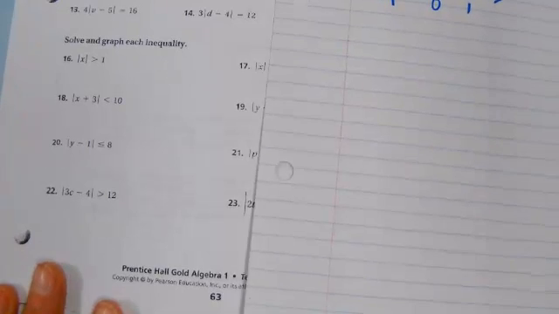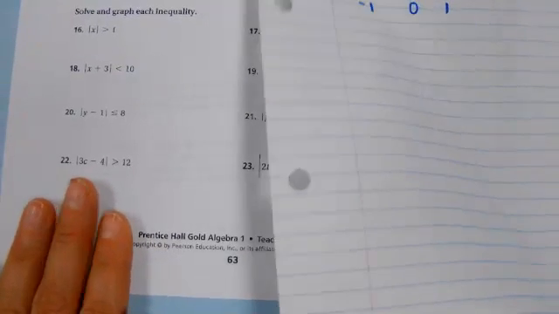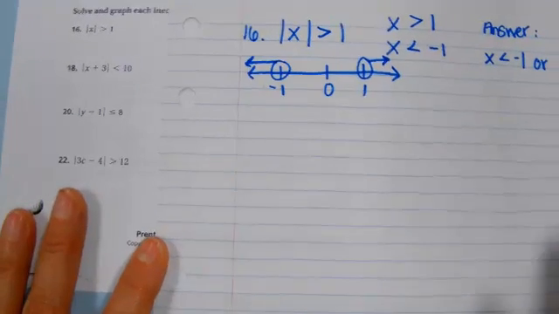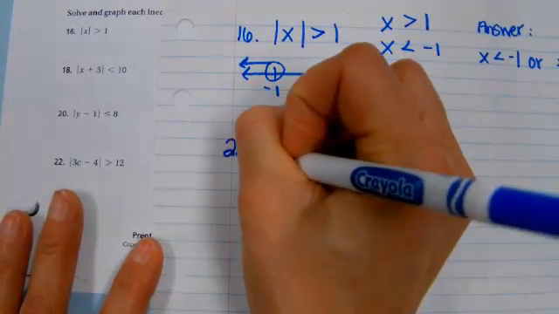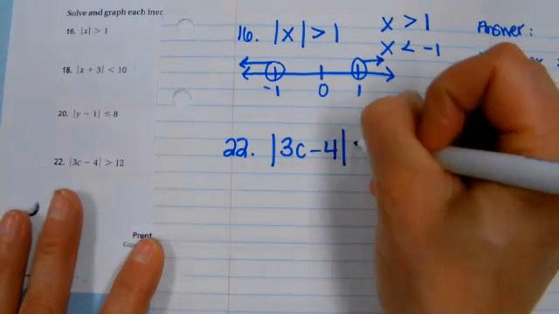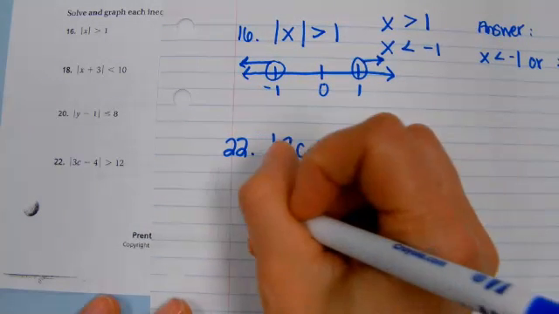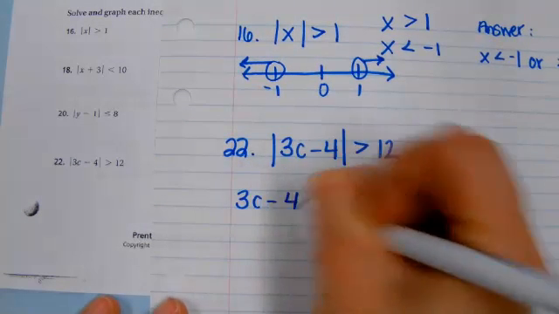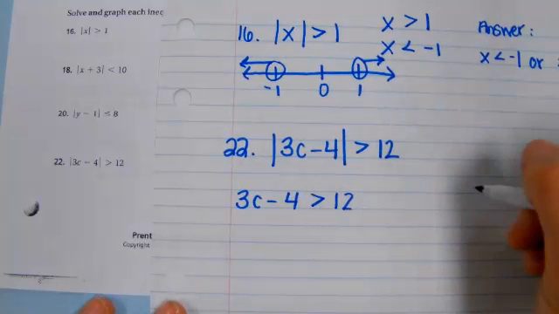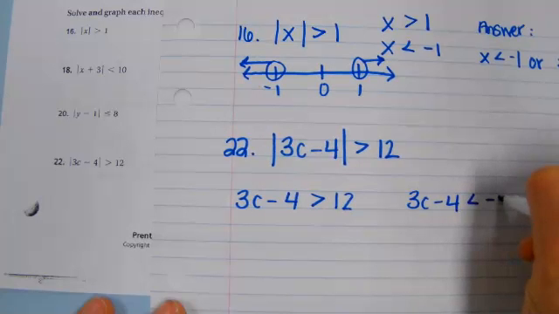All right, let's move on down to, let's say, number 22. Okay, so 22, let's do that one next. 22 says the absolute value of 3c minus 4 is greater than 12. Should I split this one right away or not? Yes, okay. So my two that I need to work with are 3c minus 4 is greater than 12. What's my other one? It's less than negative 12.